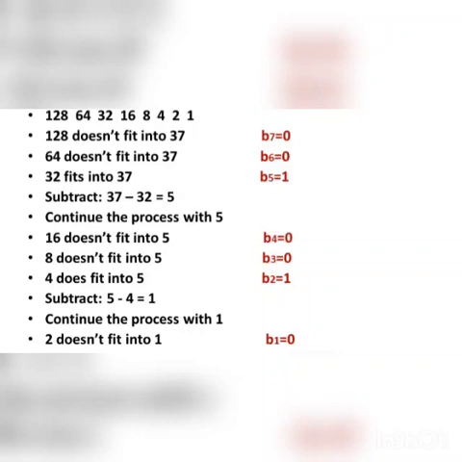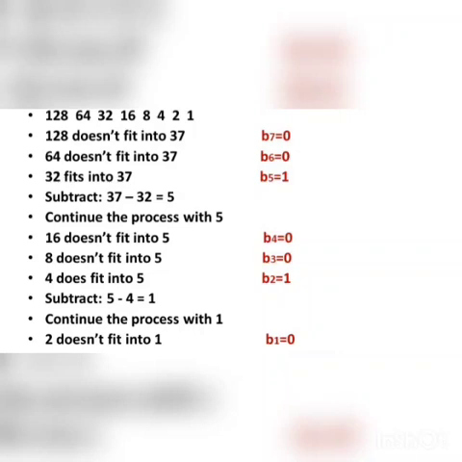So what will we do next? Then we subtract 4 from 5, and the answer is 1. Continue the process with 1. 2 doesn't fit into 1, so what will we do next? Then we fit 1 into 1. So how will we convert 37 into a binary number?